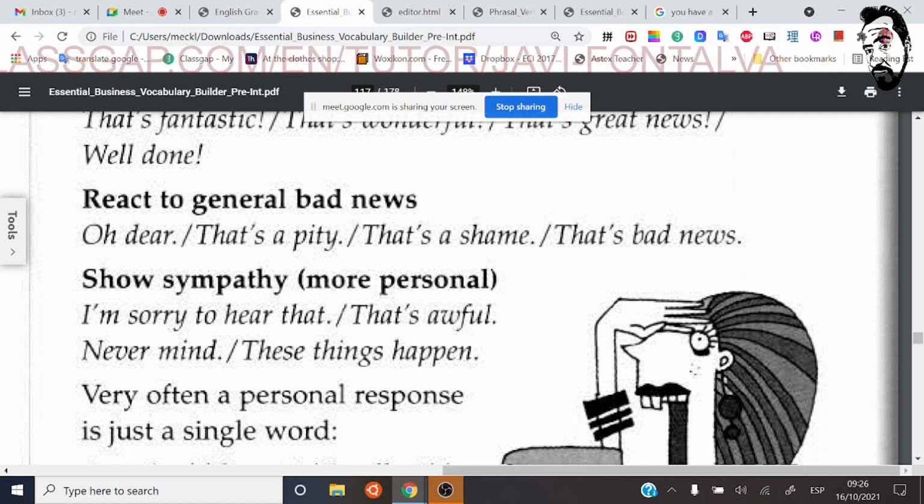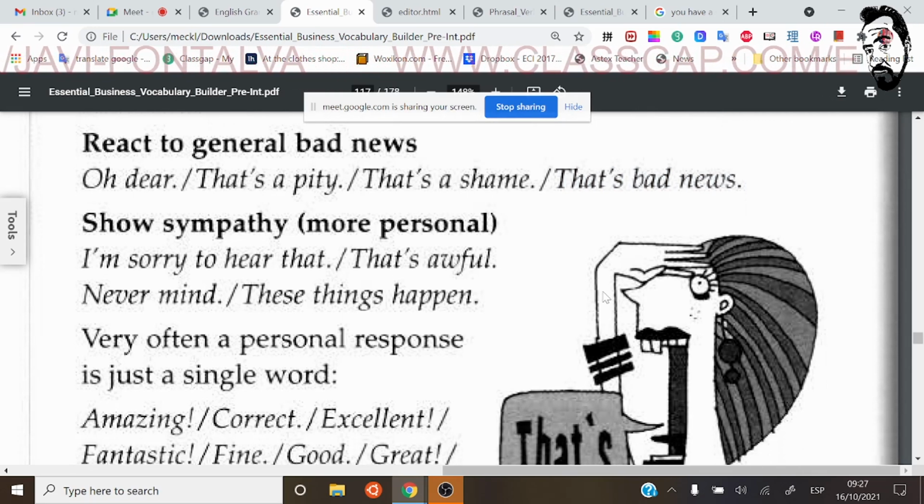Okay, sometimes you want to react to bad news. Sí. Oh dear. Es como, vaya por Dios. Como, no es bueno, ¿no? Lo que pasa. Oh, that's a pity. Qué pena. O that's a shame. Es lo mismo, ¿no? That's a shame. Bad news. Mala noticia. That's bad news.